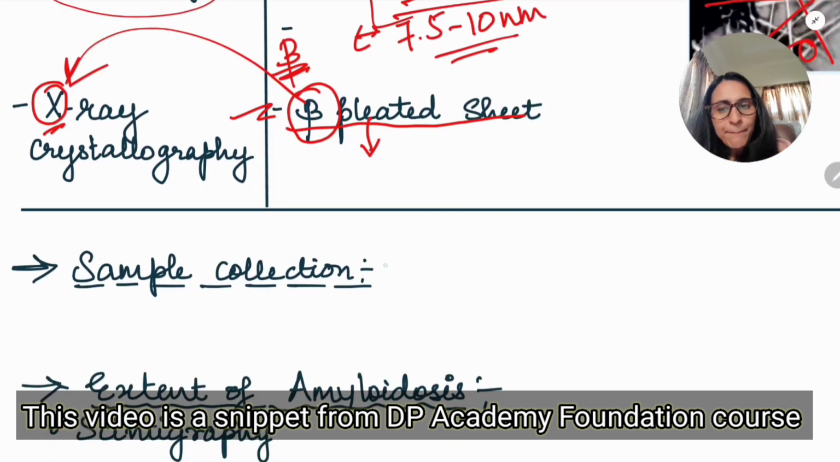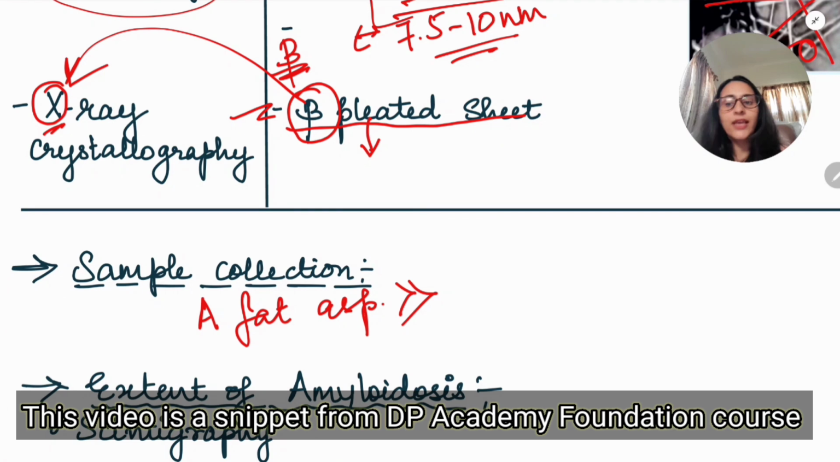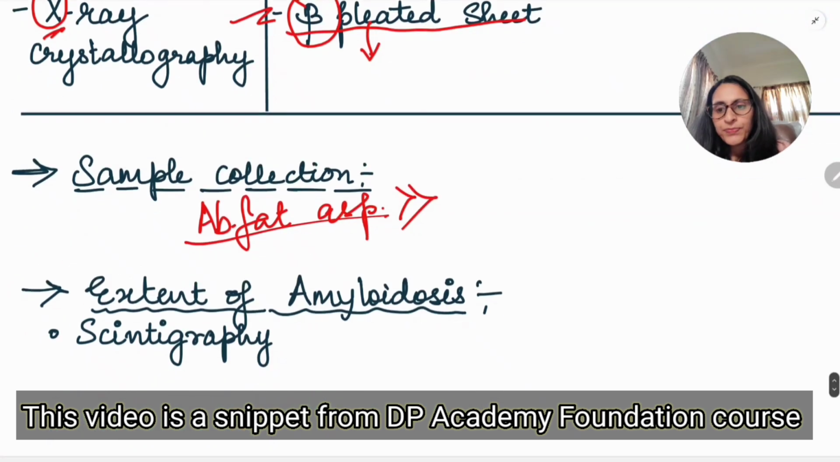For sample collection, earlier we used to take rectal biopsy. We know that biopsy is the gold standard if you are taking a sample collection. But rectal biopsy is very much invasive. So we have a good collection technique, that is abdominal fat aspiration, and this is a much more preferred technique over the rectal biopsy. So nowadays, we use abdominal fat aspiration for the collection of amyloidosis.